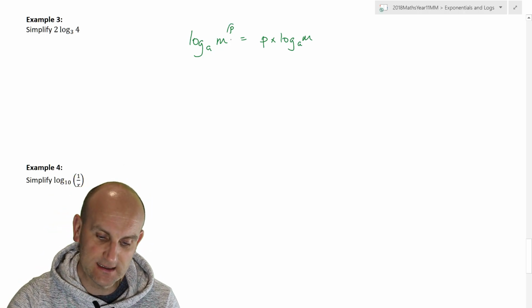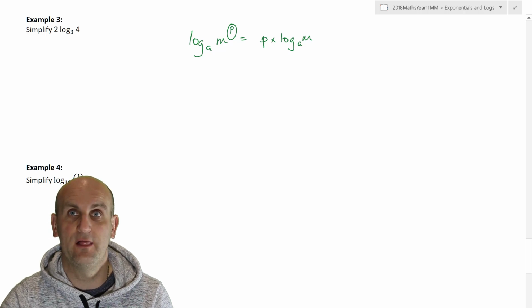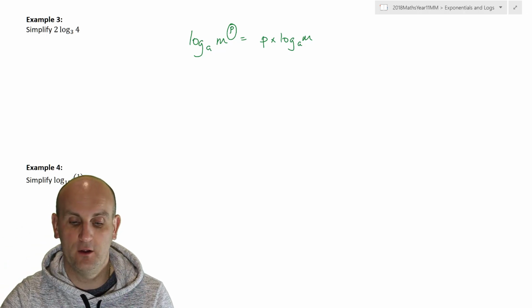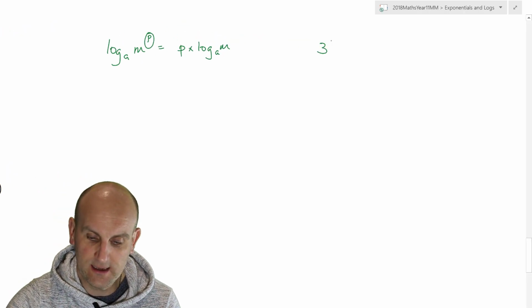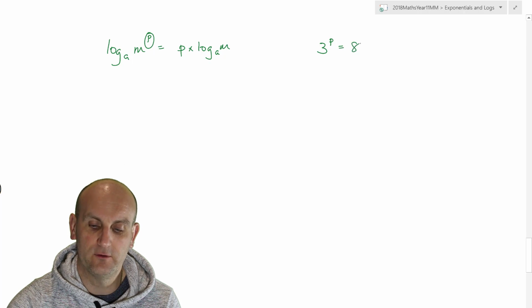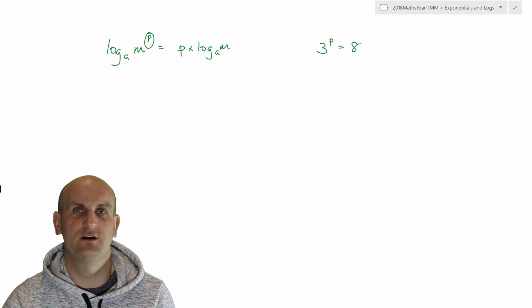Why? Because what it's saying is this floaty power here, when we take logs, can then be moved in front of my logarithm. And you're going to say, well, what's a practical example of that? Well, let's try this one. 3 to the power of p equals 8. Now, what if I wanted to find the value of p using logarithms, or I was asked to find out in terms of logs what it is?